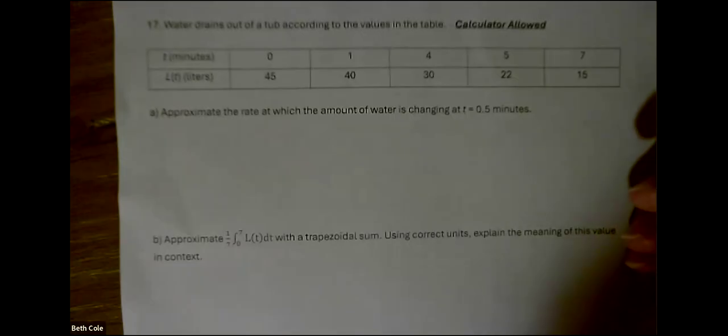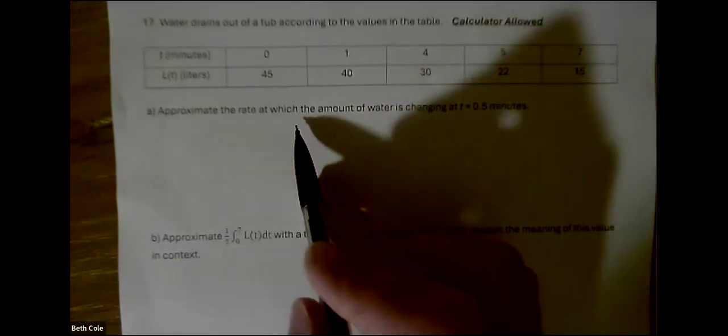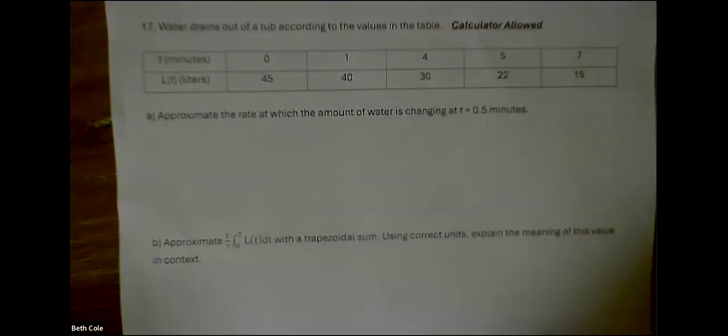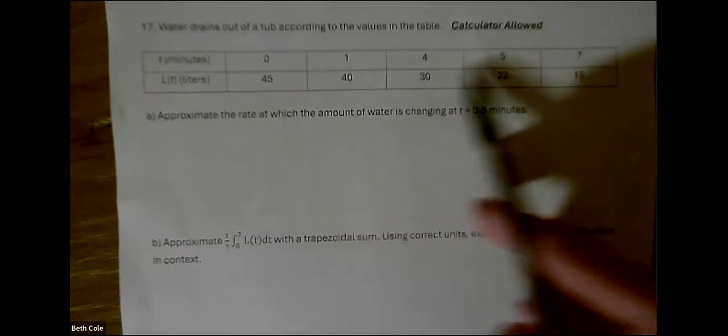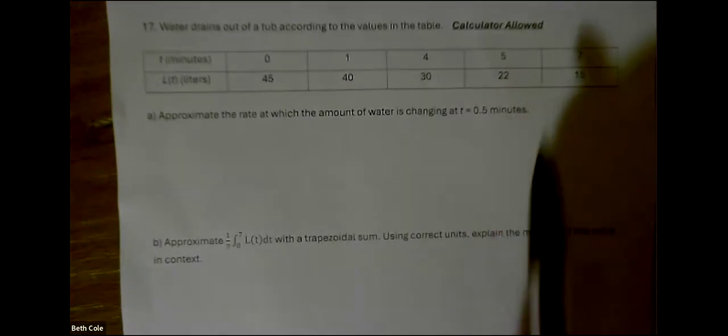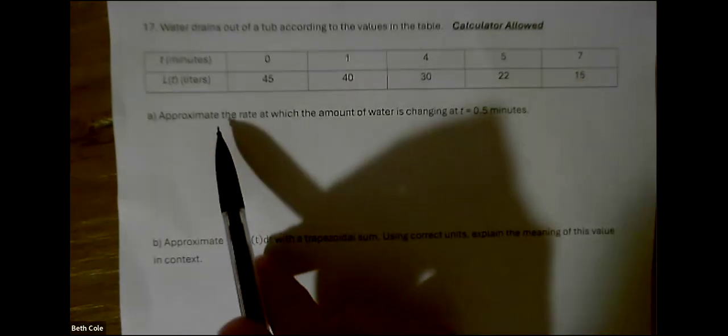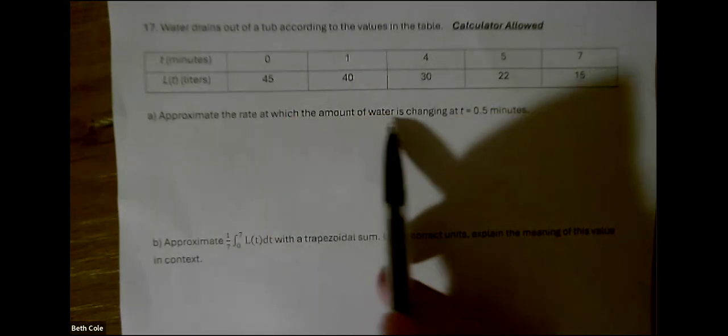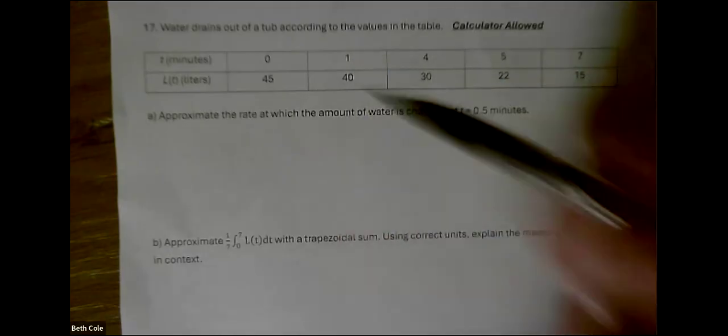Right, and then last one, again, calculator allowed. This is your last free response one. Approximate the rate. Oh, let me read first. Water is draining out of a tub according to the values in the table. So since the water is getting less and less, see how the numbers are going down? The water is draining out. So the amount of liters is going down as time goes on. Approximate the rate at which the amount of water is changing at time 0.5. 0.5 would be in between here.